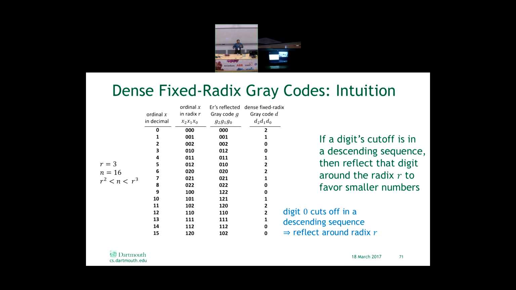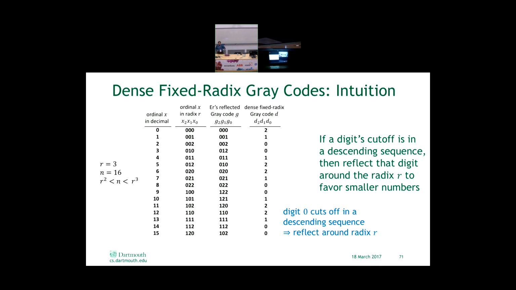And digit 1 also cut off in a descending sequence, so again, we reflected that. Digit 2 cut off in an ascending sequence, so we don't reflect that. So that is our intuition for what we did. And indeed, when we look at the decimal equivalence that we get here, it's dense. Just happens to be dense. Well, we'll see. There's a proof.